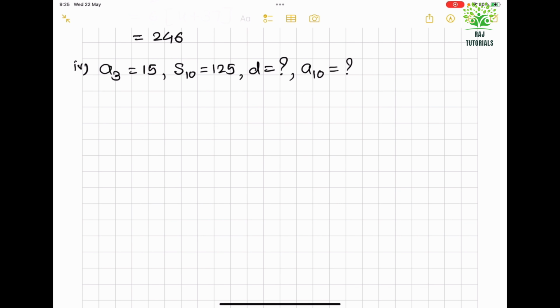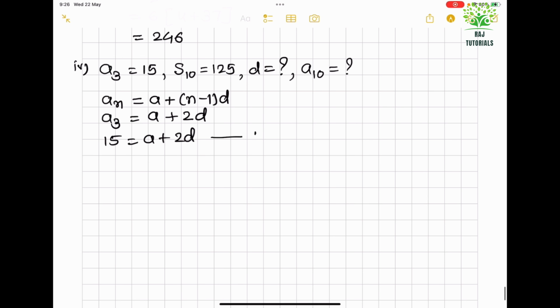Now next is a3 equal to 15, S10 equal to 125, d equal to question mark, a10 equal to question mark. So here again first I will be using the formula an equal to a plus n minus 1 d. So a3 equal to a plus 2d. So 15 equal to a plus 2d. Now I can't solve this because d and a both are unknown. So I am giving it one number.